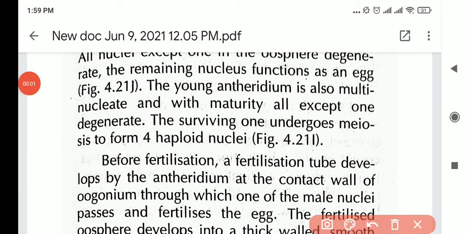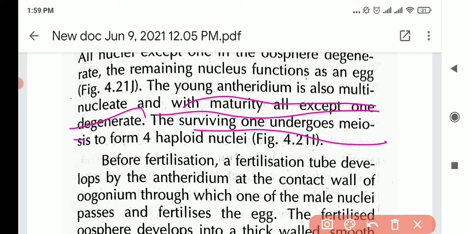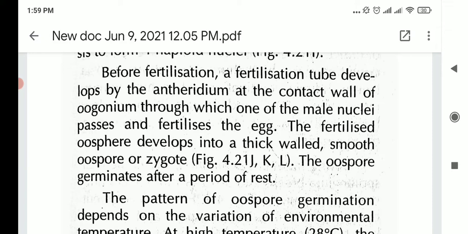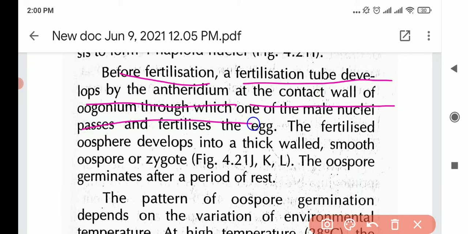Okay, so as I was saying, even the antheridium also starts multinucleate, and then on maturity only one will survive, all will degenerate, and the one that survives will undergo meiosis to form haploid nuclei, 4 of them. Okay, so before fertilization, a fertilization tube develops from the antheridium at the contact wall of the oogonium, through which one of the male nuclei passes and fertilizes the egg.